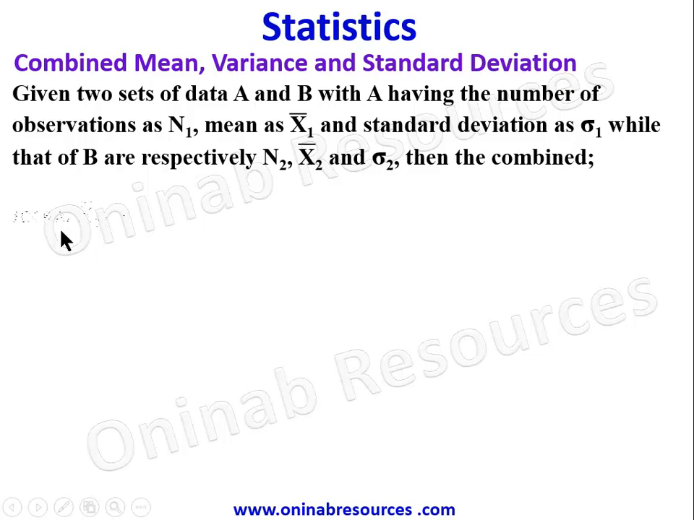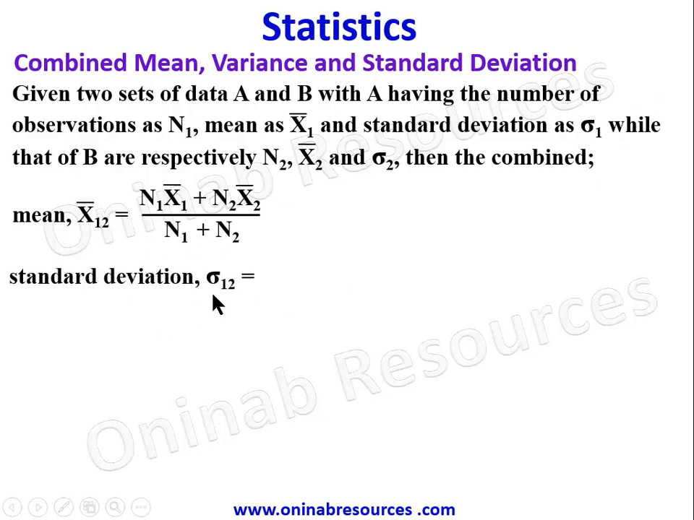Then the combined mean, that is X12 bar, will be equal to N1 X1 bar plus N2 X2 bar over N1 plus N2. This will give us the combined mean.